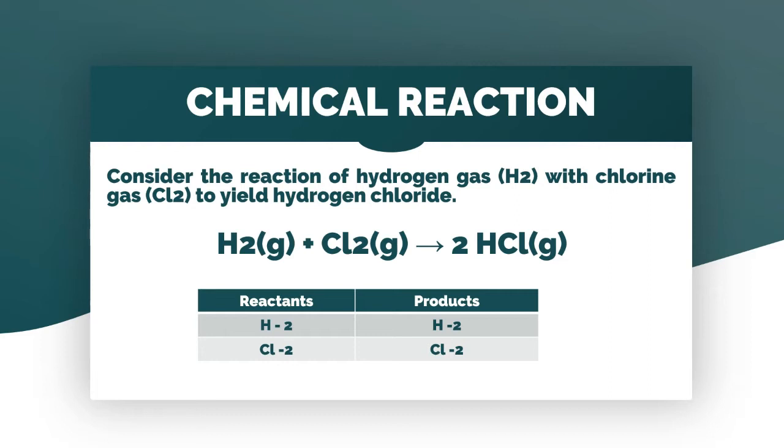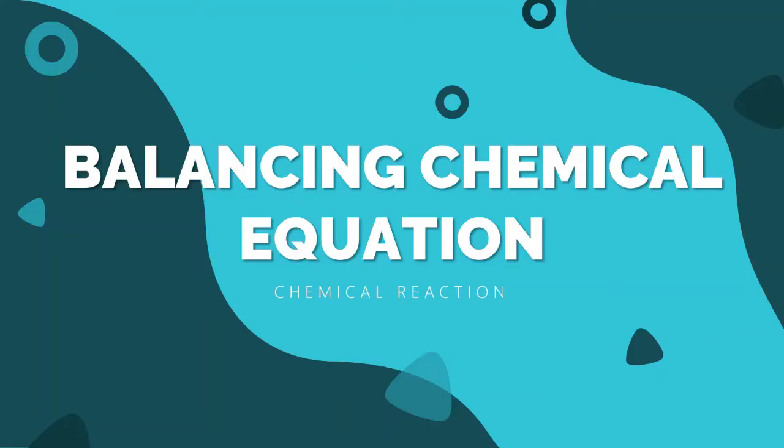Therefore, if we were going to write the number of atoms, you can create a table. On the reactants, we have 2 hydrogens and 2 chlorines, and on the product, we have 2 hydrogens and also 2 chlorines. Therefore, the mass on the reactant side is the same as the mass on the product side. Or in other terms, the number of atoms on the reactants is the same as the number of atoms on the product side. What if the number of atoms on the reactant is not the same as on the product side? So dito po papasok ngayon ang tinatawag nating balancing chemical equation.